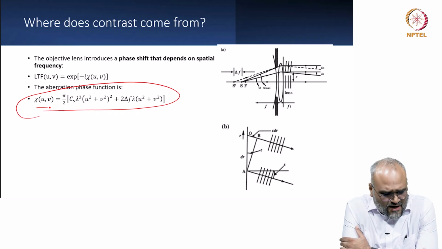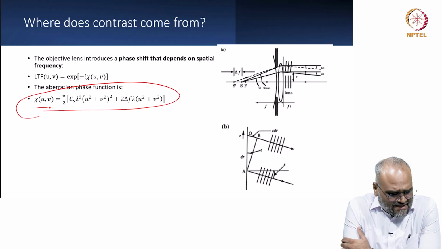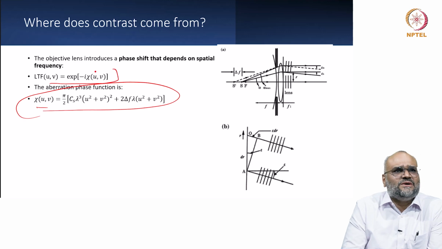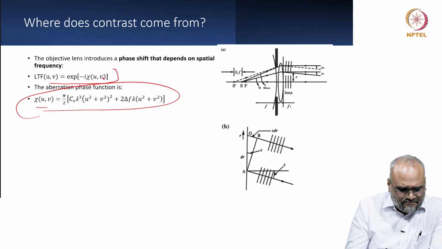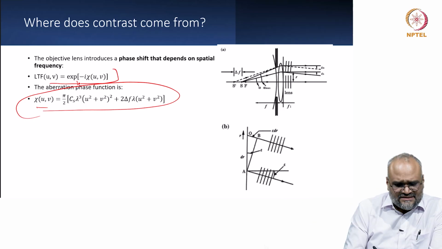It is a complex number, and u and v are the spatial frequencies, and the phase modulation can be written in terms of this aberration function. If I look at how the phase shift happens, it is given by this equation, and if I look at the real part of this expression, and when you do the polynomial expansion, you can take the real part as almost equivalent to 1.